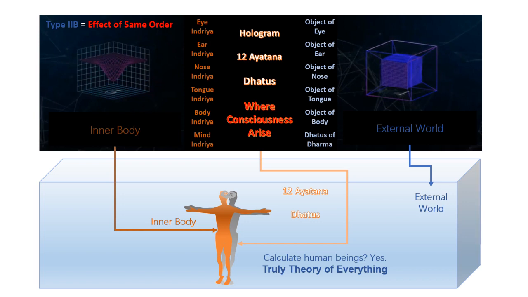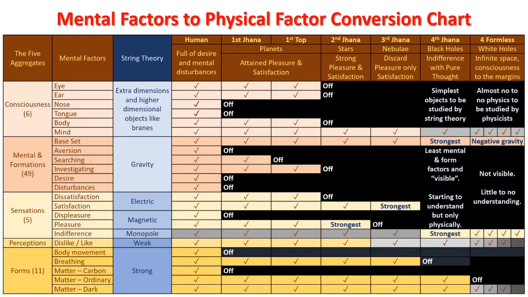Since string theory can be used to calculate black holes, can string theory be used to calculate human beings? Certainly, that is truly the meaning of theory of everything. Because black holes are fourth jhana beings, they have only sixth mind consciousness, and mental formation factor is the least of all. It has gotten rid of 4 out of 5 sensation factors and is left only with indifference. Therefore, they are very easy to calculate. But calculation for human beings will be much more complex because of the complicated mental factors with strong desires.